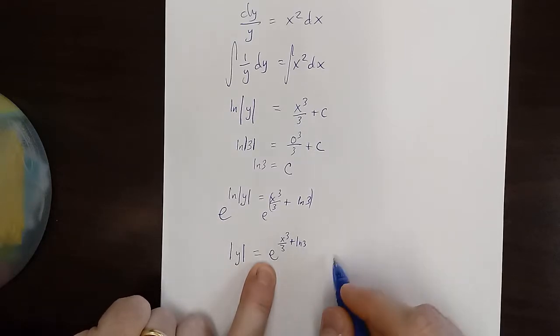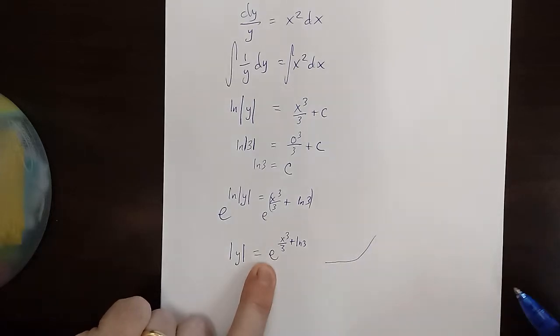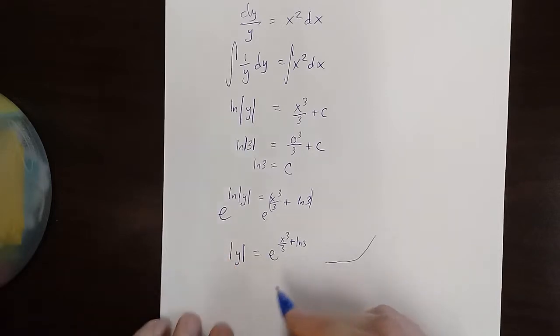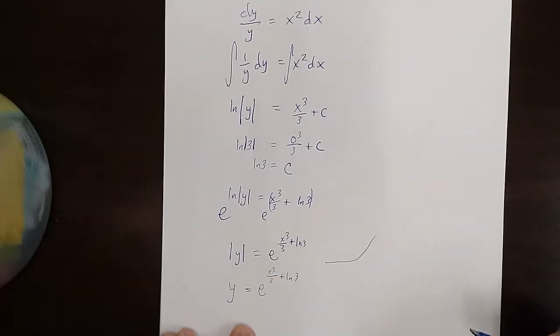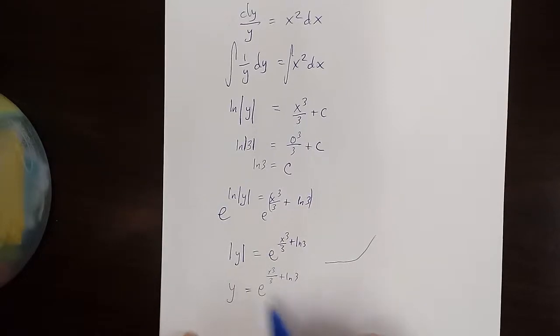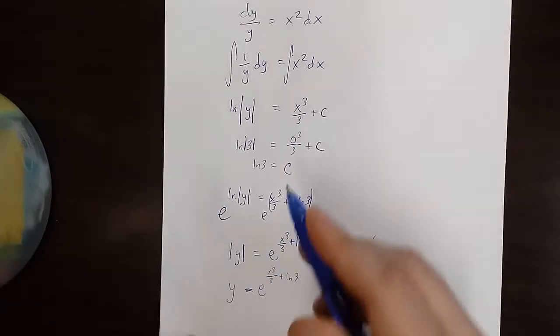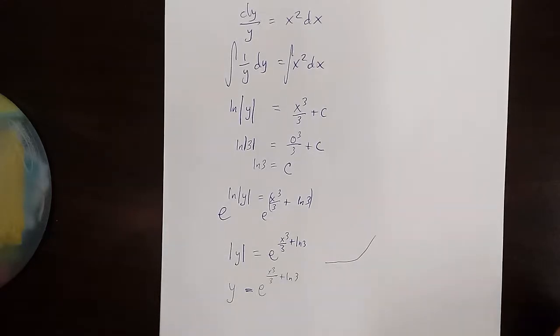If you don't remember, e to the x looks like this, swoop. And it's actually never negative. Since it's never negative, I can say y is equal to e to the x cubed over 3 plus ln 3. You're never going to see it like that, though. The plus ln 3, we're going to simplify this. You're really going to hate this way when I show you the other way.